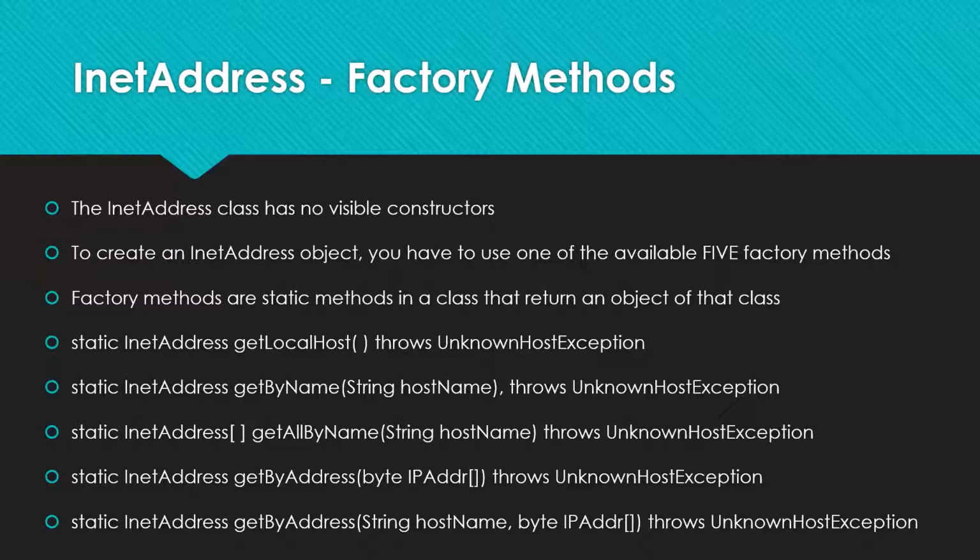Now, the most important thing is that the InetAddress class doesn't have any visible constructor. As you know, generally constructors are used to create the object, but in case of InetAddress, there is no visible constructor. So there is no way to create the object using a constructor. The alternative is factory methods. InetAddress class has around 5 factory methods which can be used to create the object. Now we will move to the program for the same.